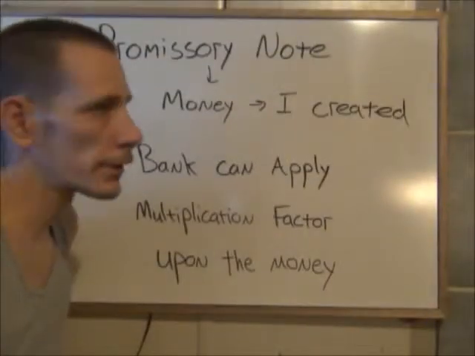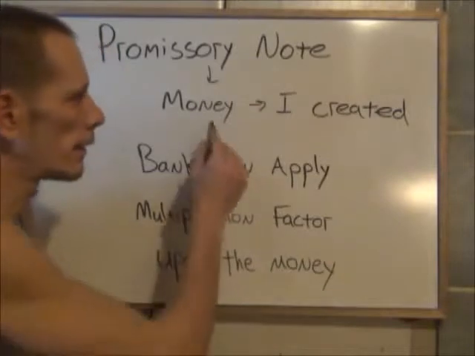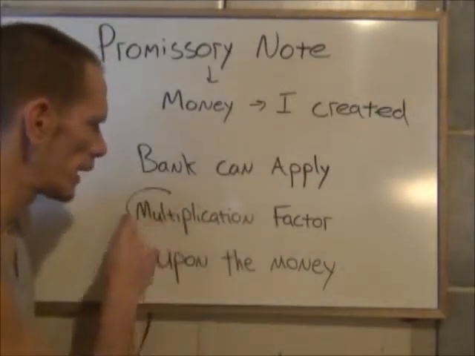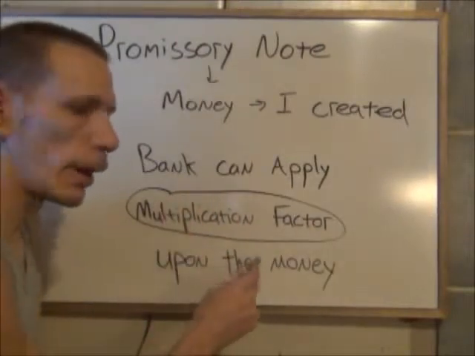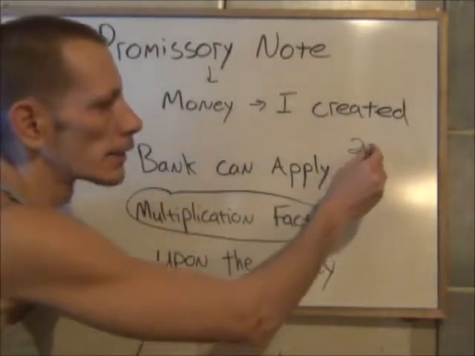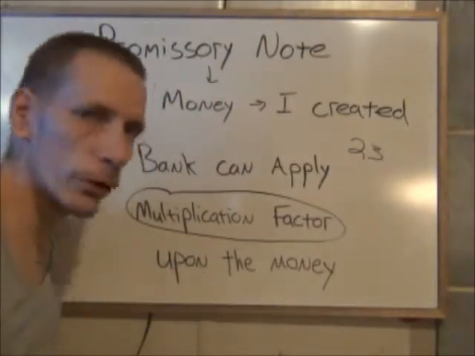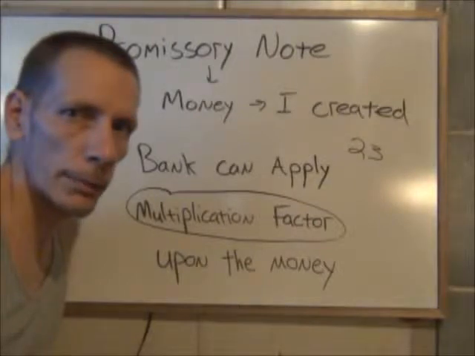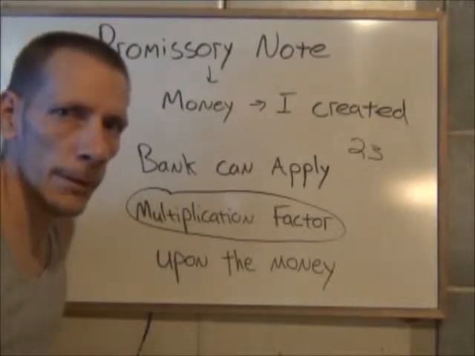Now, through that promissory note, the money that I created, as you see, the bank can apply a multiplication factor upon that money to enrich themselves. Up to 23 times, it says. So they can do 20,000 and add a multiplication factor upon that up to 23 times.